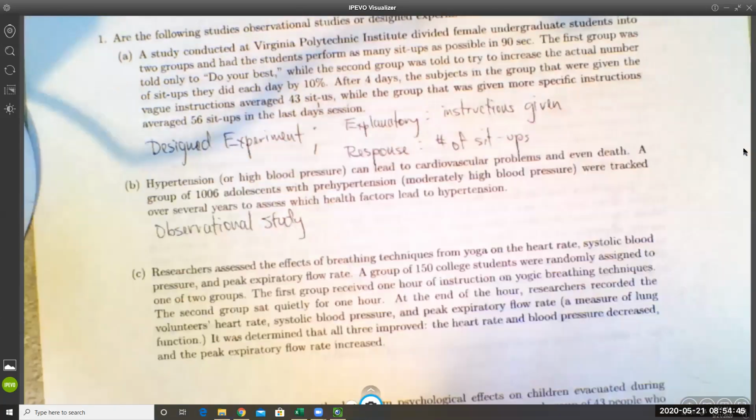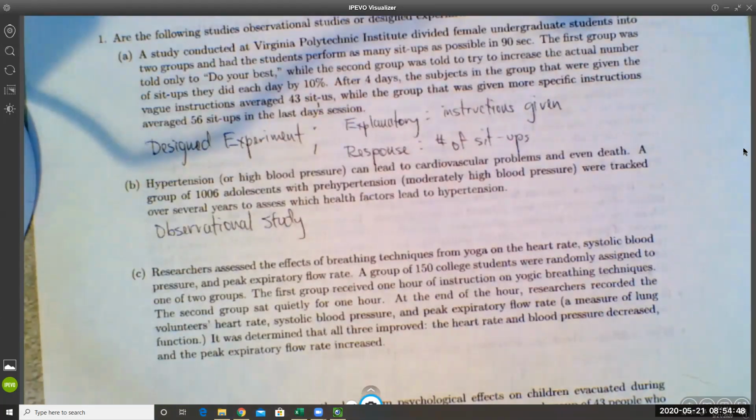The researchers aren't actively giving some of these adolescents health problems, right? Like it's not like they are injecting them with, I don't know, some kind of disease or something to see if that disease causes high blood pressure to occur. No, they're just following around a group of adolescents who had moderately high blood pressure to begin with to see if they would develop full-blown high blood pressure, and if so, what health factors kind of led to that, right? But they weren't actively manipulating anything; they were just watching, right? So this is an observational study.